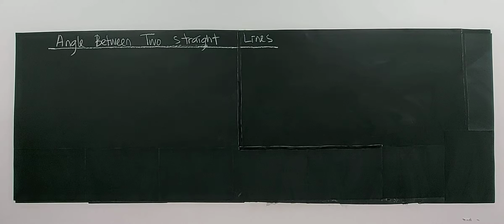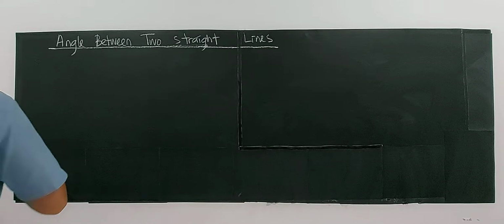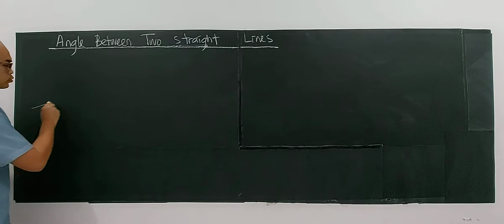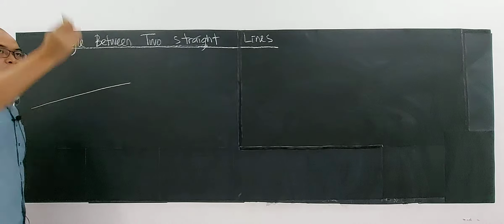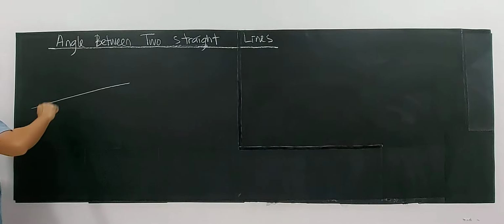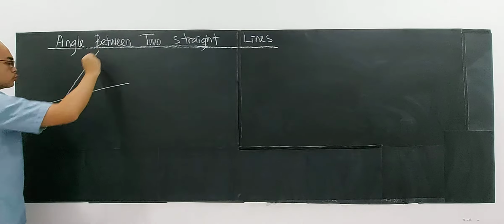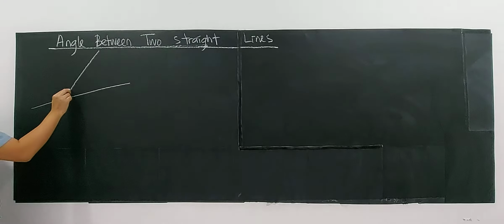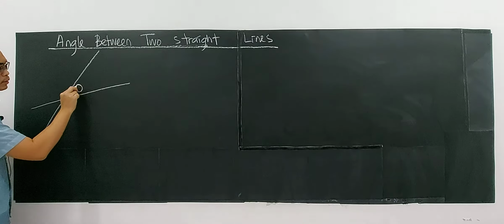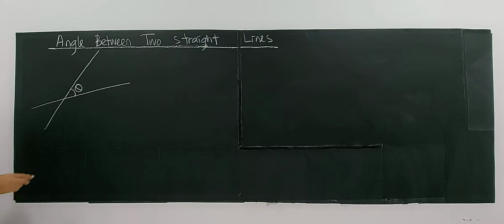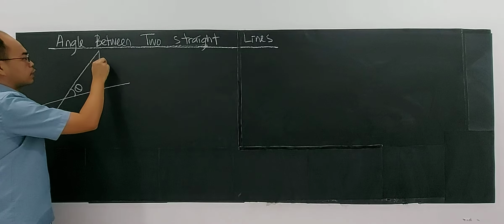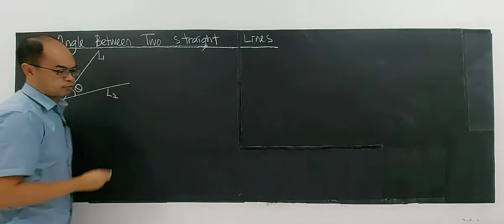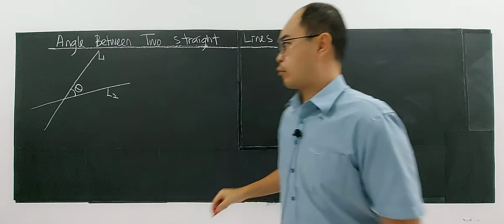In this video, I'm going to introduce another concept: how to find the angle between two straight lines in space. So let's say you have two straight lines in space. How do we find the angle between these two lines? Given the line L1 and line L2, each has its own respective vector equation.